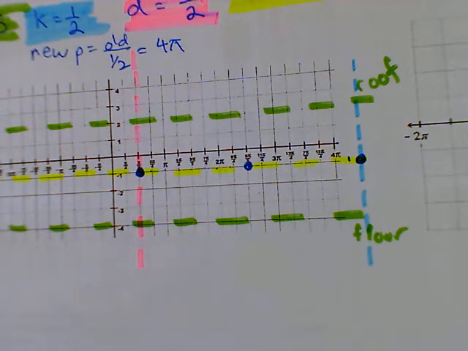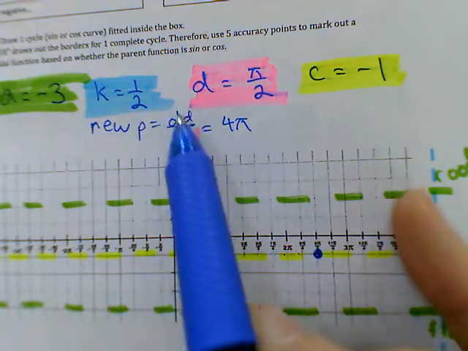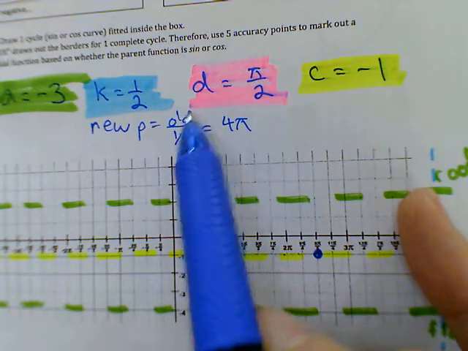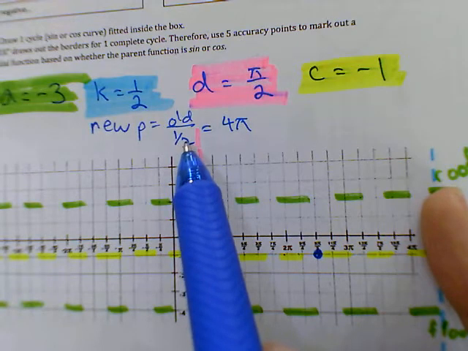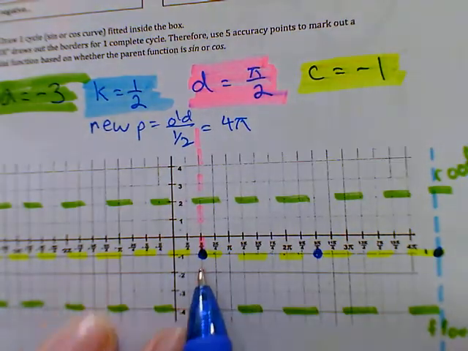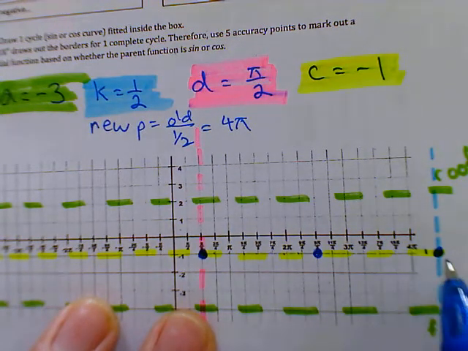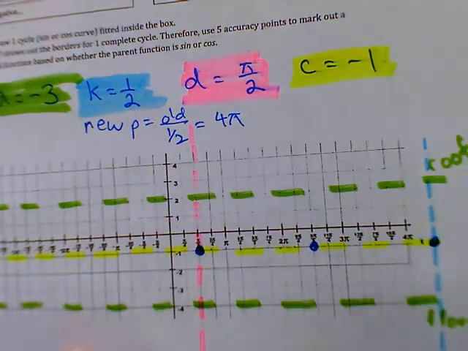Can you explain how you got the blue line? Well, using that formula, I know that the old period is 2 pi. But because of a horizontal stretch factor, it is now 4 pi. So if my curve starts here, it must finish after 4 pi worth. Okay, so I'll write this.